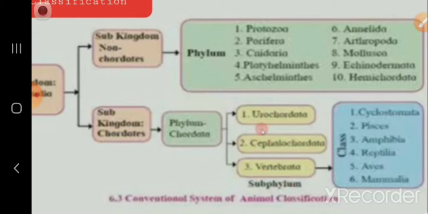What I taught last time, that 10 phyla are there. I already told you that the animal kingdom is divided into non-chordates and chordates. Further, non-chordates are divided into 10 phyla. So let us see the video for these 10 phyla first.